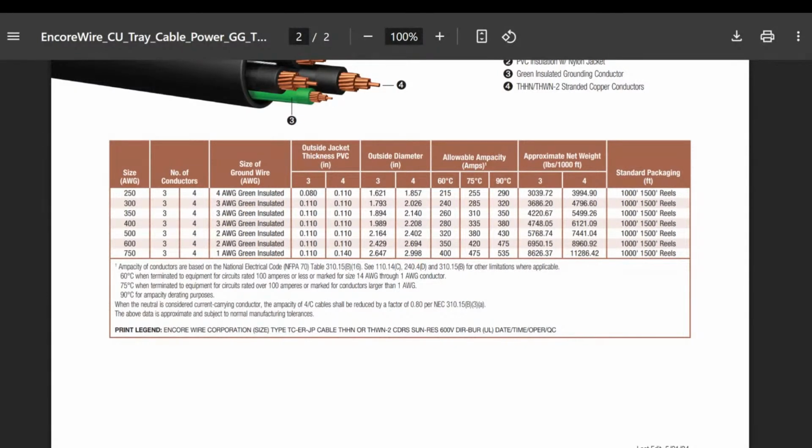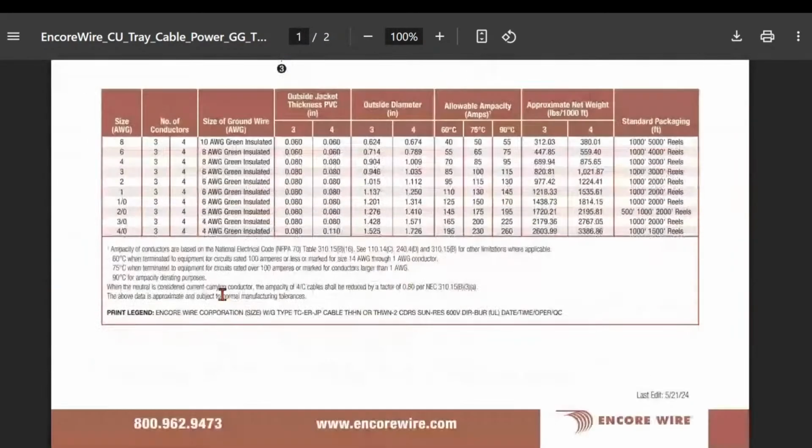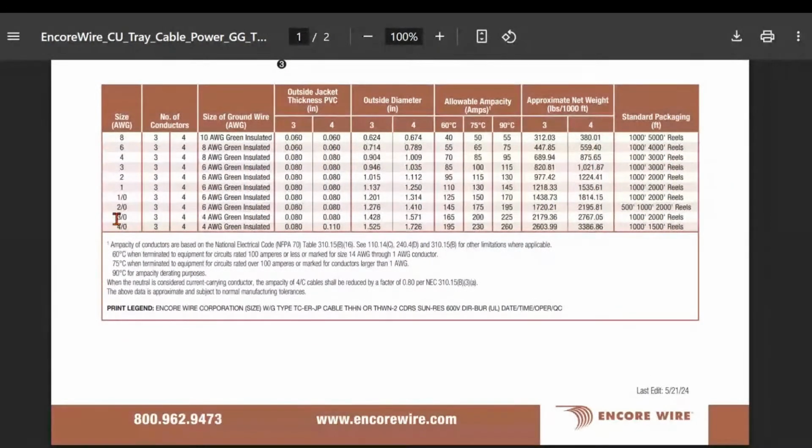Let's see here. Smaller than 4/0. All right. So we want to look at, here we go. So let's just say 3/0 right here. Let's go to 3/0. And it tells me the outside diameter, okay, I'm going to write this down. You write it down too. Write it down with me. So the diameter of this in inches is right here. Whether you've got the 4-conductor or 3-conductor, we'll just go with the 4. And it is 1.571. So 1.571. This is my diameter right there. You see it? Outside diameter provided from the manufacturer, right?